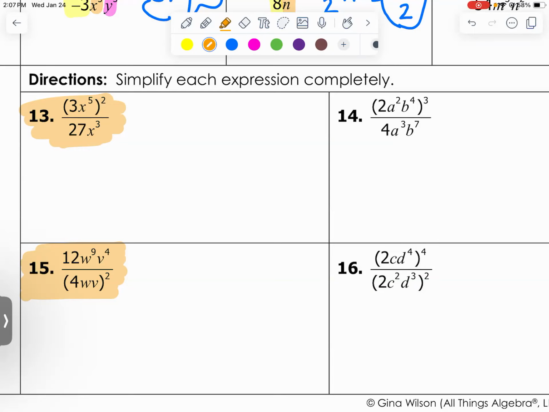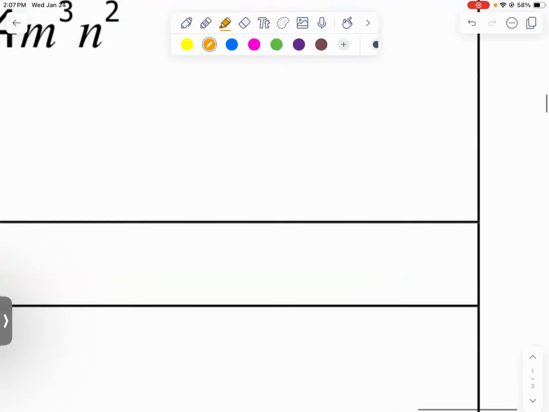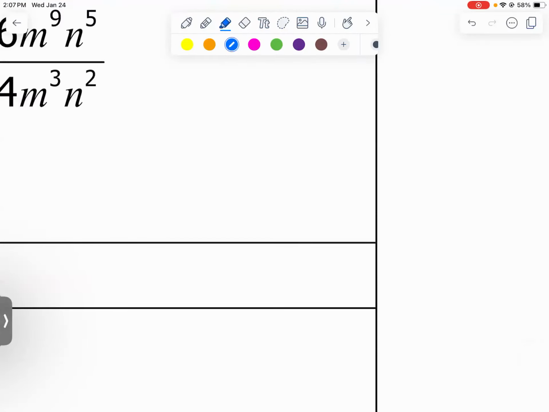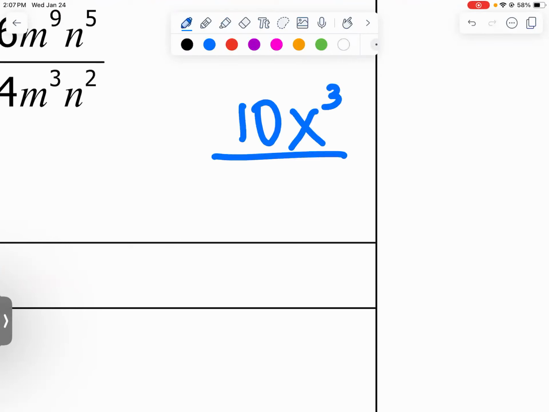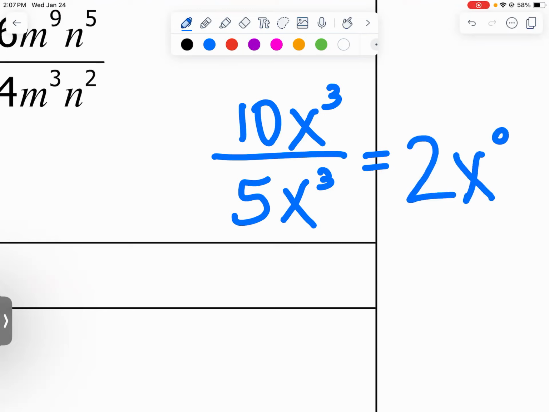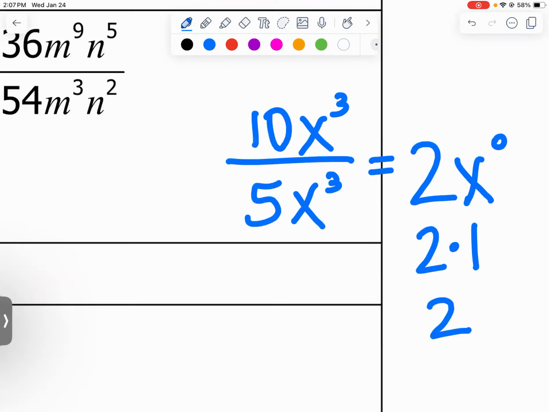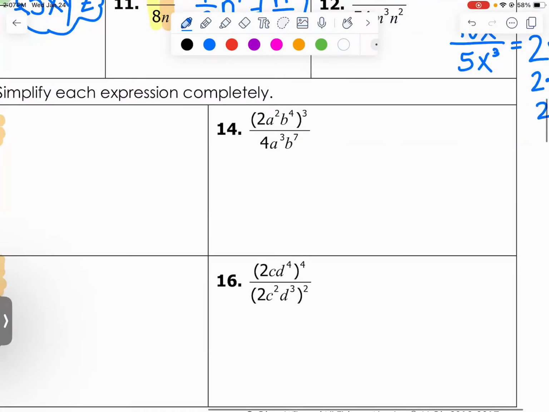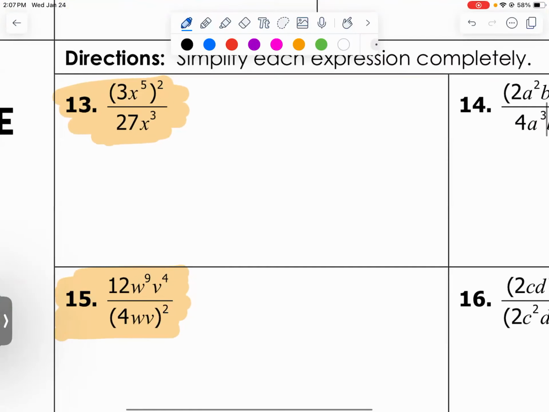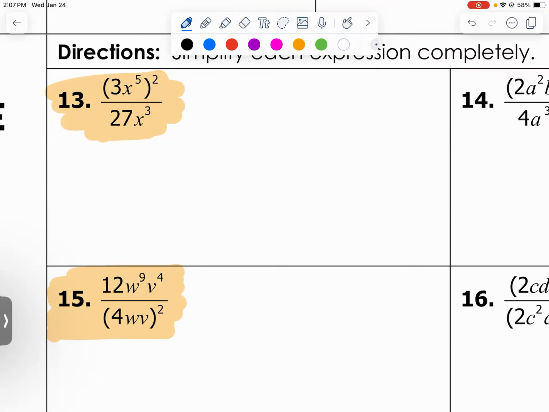Okay, we had a good question over here. Like, don't write this down. She was asking, okay, so what if I had like 10x to the third over 5x to the third? What's 10 divided by 5? 2. And then x cubed divided by x cubed gives us x to the 0. What's x to the 0? So this is like 2 times 1, which is 2. Okay. So the answer is just 2. Wait, are we talking about number 12? We were talking about a made up problem. Okay.